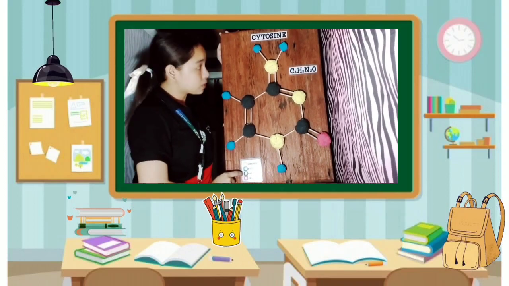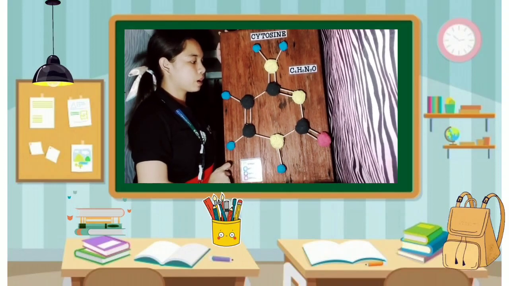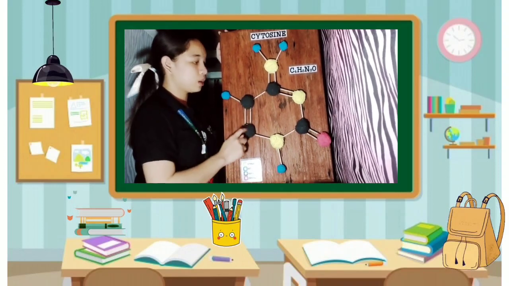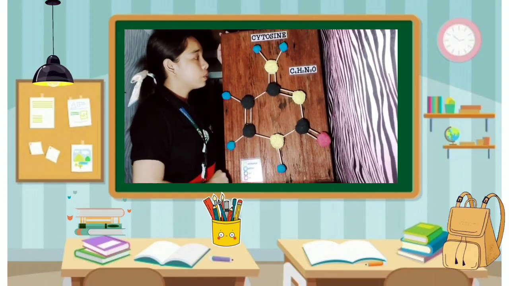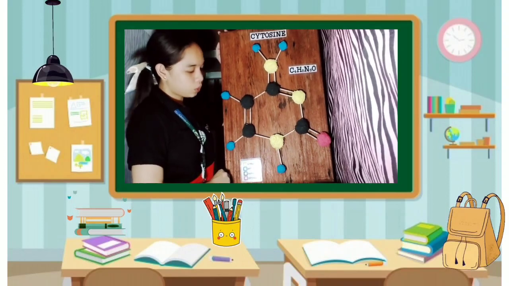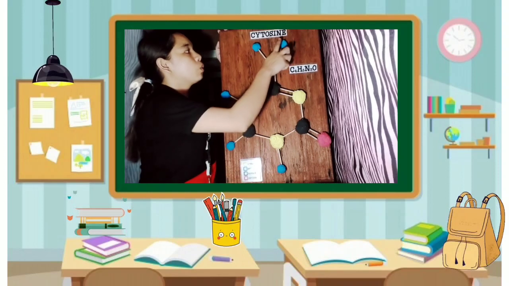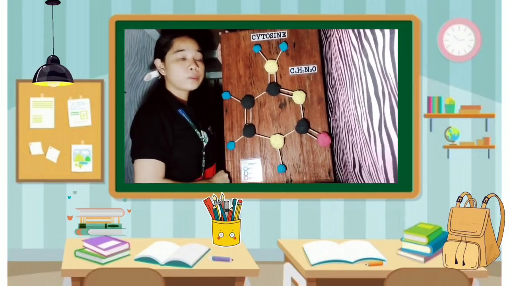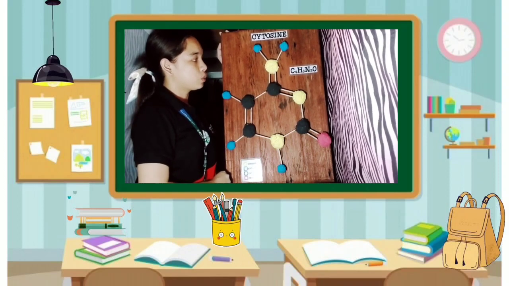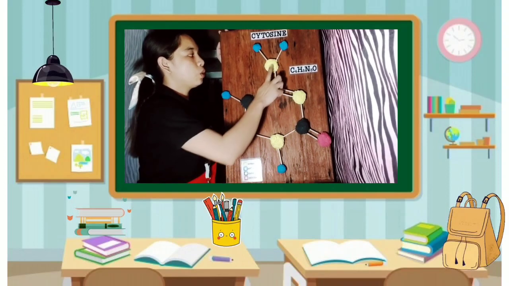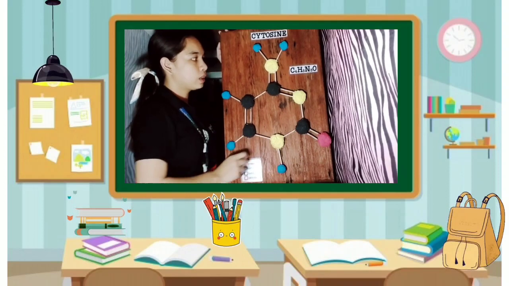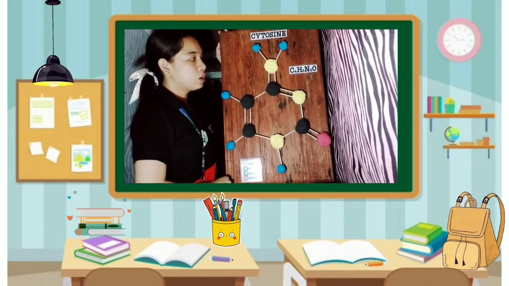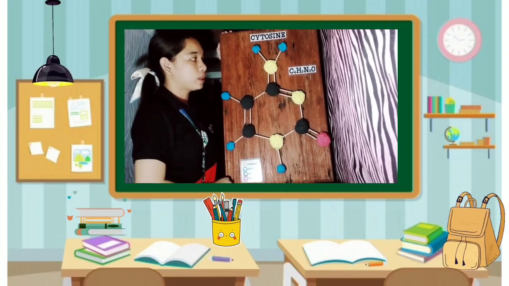The black represents the carbon, and we have 4 carbons here: 1, 2, 3, and 4. The blue represents the hydrogen, and we have 5 hydrogens: 1, 2, 3, 4, and 5. The yellow represents the nitrogen, and we have 3 nitrogens: 1, 2, 3. And lastly, the oxygen. In this structure, we have only 1 oxygen.